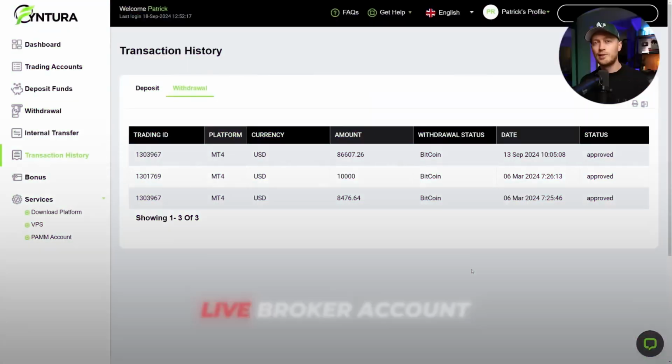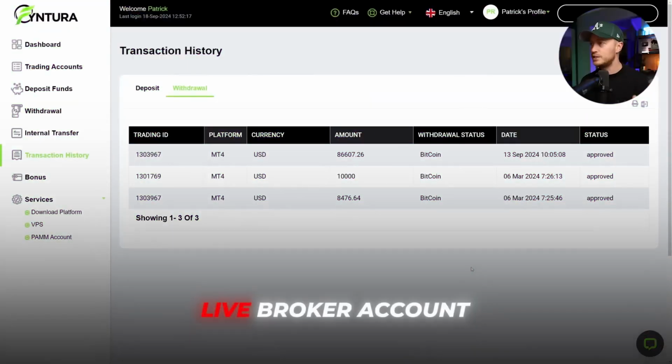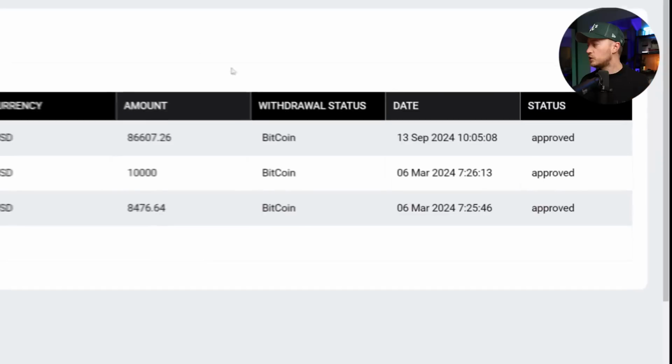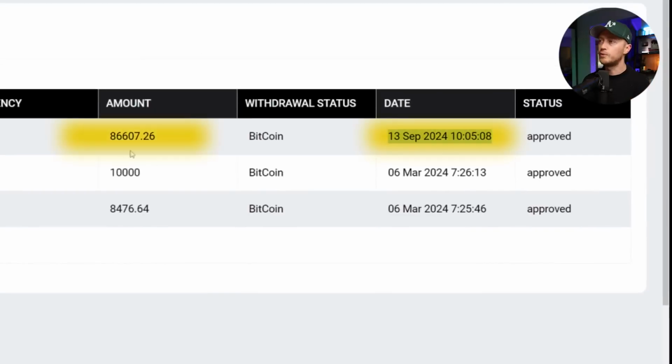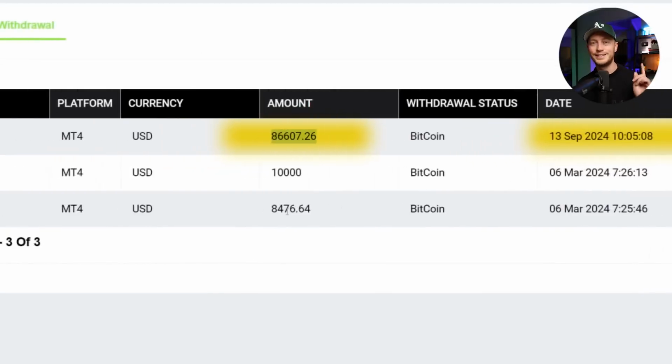Now let's get into that withdrawal. So if we go into one of my live broker accounts, and I have many of these, you can see here, I just did a withdrawal on the 13th of September for $86,607 from the Fintura broker. This is the best broker in the business. I've done 3 withdrawals from them this year.